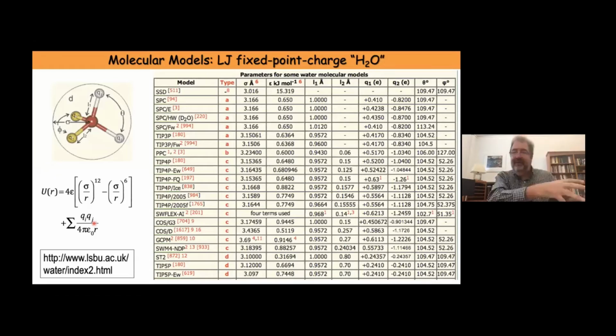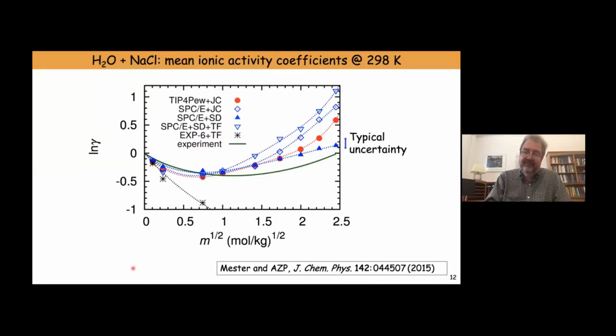Okay, so we have the methods, we have the models, let's do the calculations and see what we get. The initial set of calculations we did some years ago resulted in the interesting observation that all of the reasonable model combinations with fixed point charges shown here, and many others we did, behave in a qualitatively similar way. This is TIP4P, SPC/E, JC means Joung-Cheatham, SD is Smith-Dang, Tosi-Fumi, and so on. At room temperature, they start, of course, at 0 by construction.